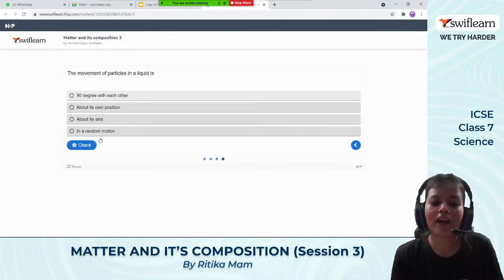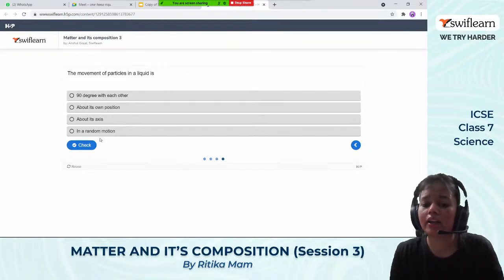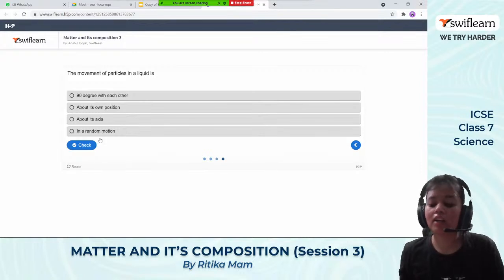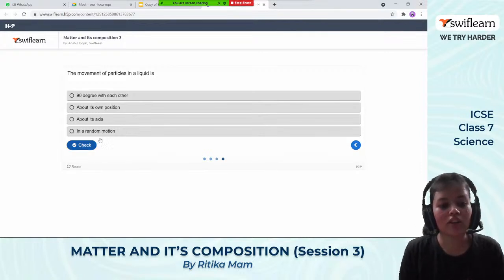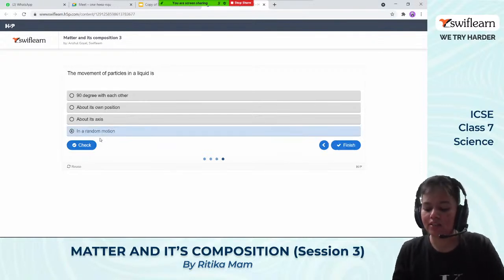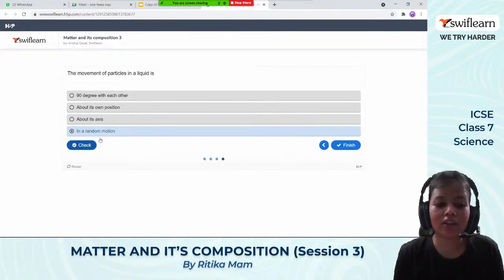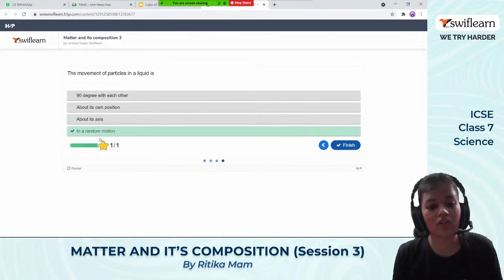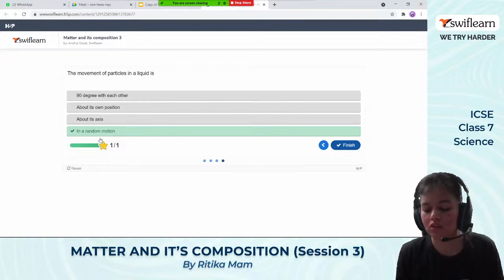And the movement of particles in a liquid is random motion. Yesterday we saw that the particles are moving in a random motion, and we also saw that the zigzag movement of the particles is known as Brownian movement, or Brownian motion, which is also known as pedesis.